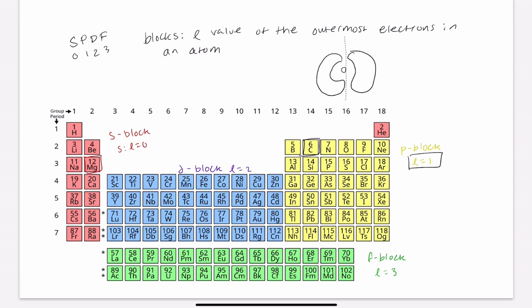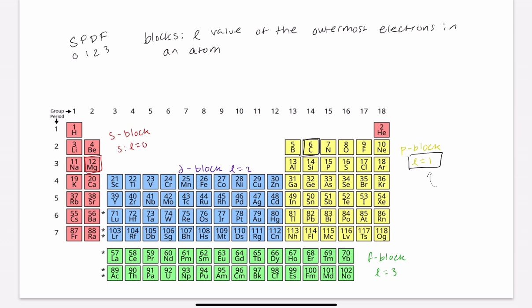How do we know there's an angular node? L is equal to 1. So there's one angular node through the center of our atom. So the outermost electrons in carbon are going to hang out in 2 different spots here. These are our E's. So the outermost electrons in carbon are going to hang out in those 2 lobes. And by lobe, I just mean like the areas on either side.